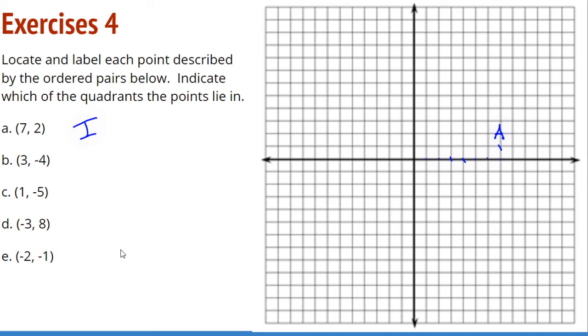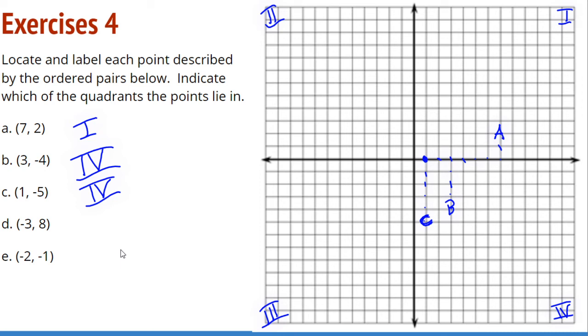I've got 3, negative 4. So 1, 2, 3. Negative 4. 1, 2, 3, 4. And that's going to be point B, and that's in quadrant 4. Remember, we go counterclockwise: quadrant 1, quadrant 2, quadrant 3, and quadrant 4. All right, I've got 1, negative 5, so I'll go over 1 and down to negative 5. 1, 2, 3, 4, 5, and that's point C, and that's in quadrant 4.